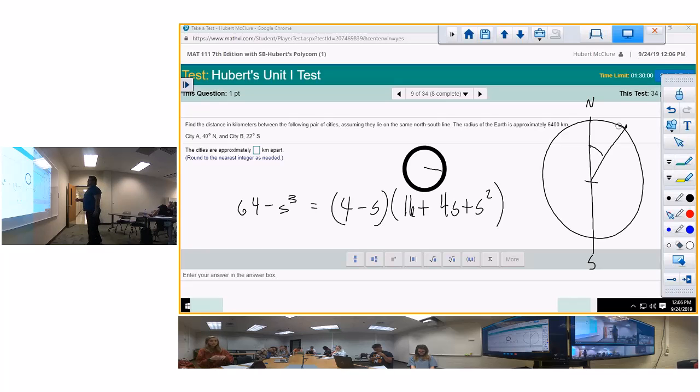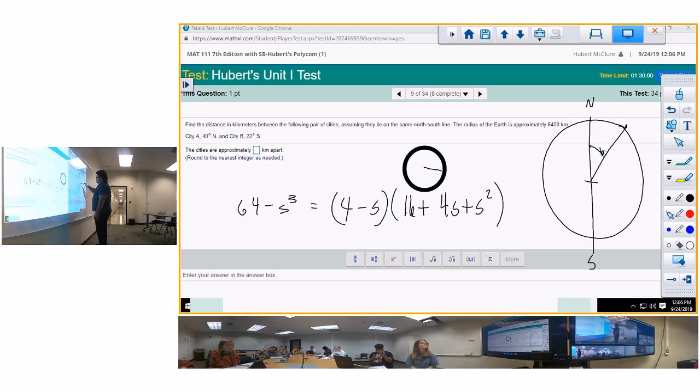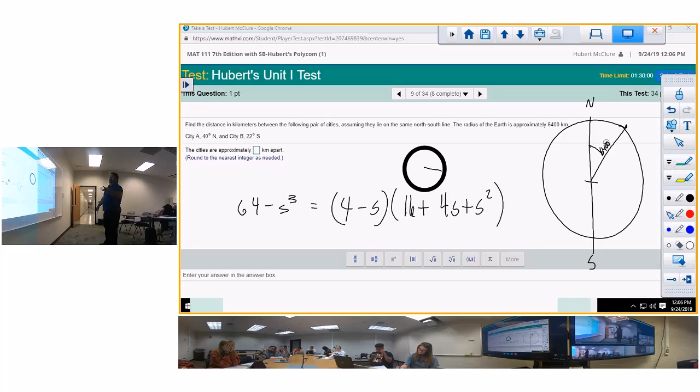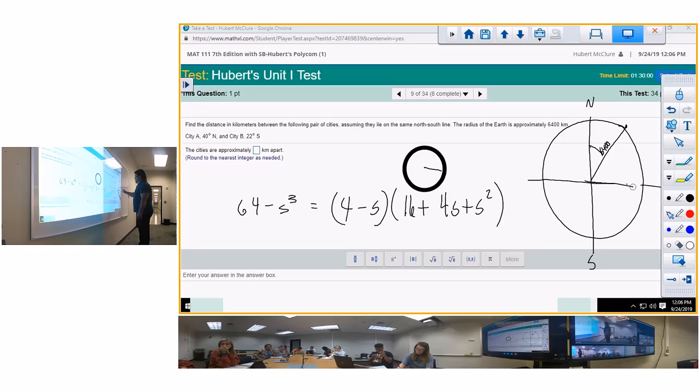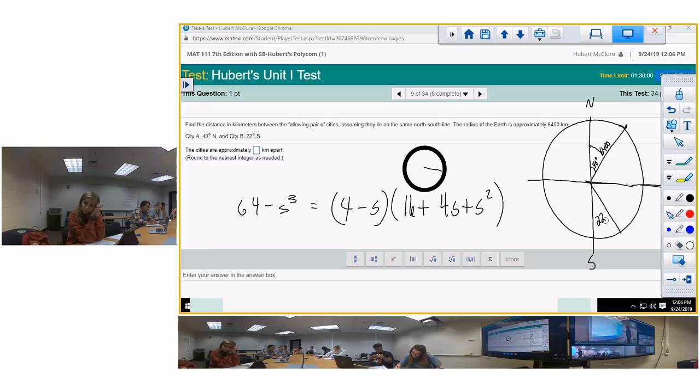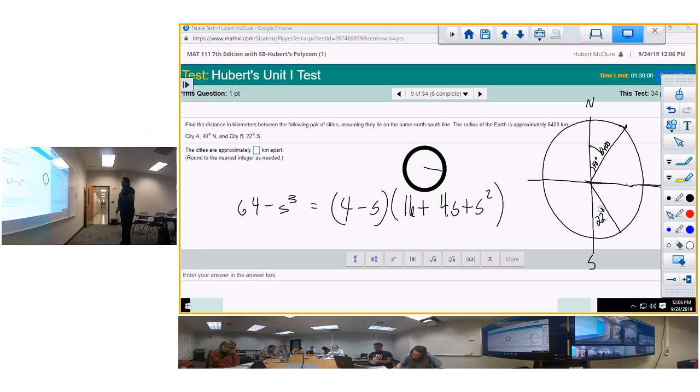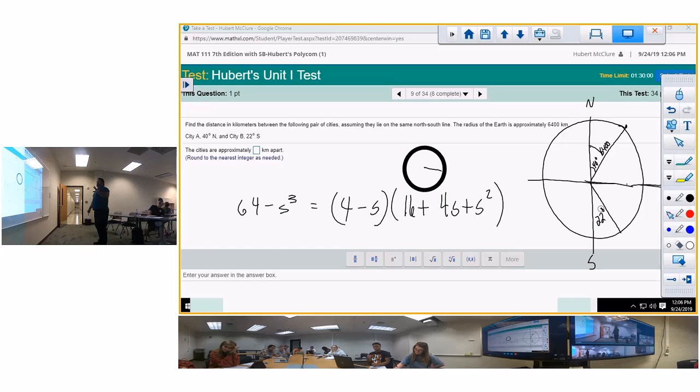And the radius is what? 6,400 kilometers is what I'm thinking. And then city B is 22 degrees. Now I'm reading this question like this is 40 degrees, and this is 22 degrees. That makes sense? So that's how I'm reading the question. Has anybody seen this one in the homework? Yes or no? Okay. No. Radius of the Earth. That's what I'm looking at.